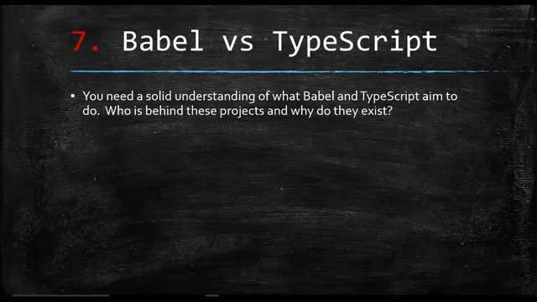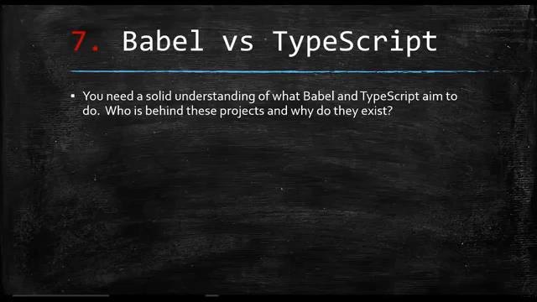Number 7 is like Babel versus TypeScript, but you could also add CoffeeScript and all these other pre-processing languages, even stuff like JSX. Like, what is all this stuff? What are the differences? What is Babel trying to solve? What is TypeScript trying to solve? TypeScript is a subset of JavaScript, so that it brings you features like ECMAScript 6.0, and it also brings you features from ECMAScript 7.0, which isn't even close to being finalized, but it brings it to you now in the way that Microsoft sees fit.